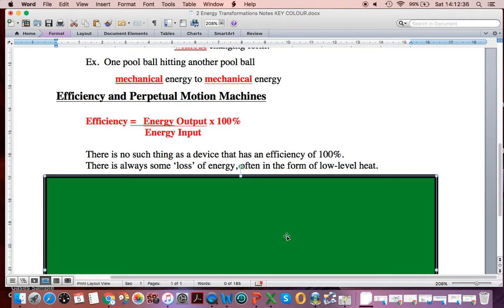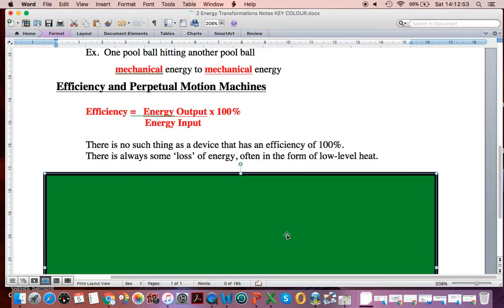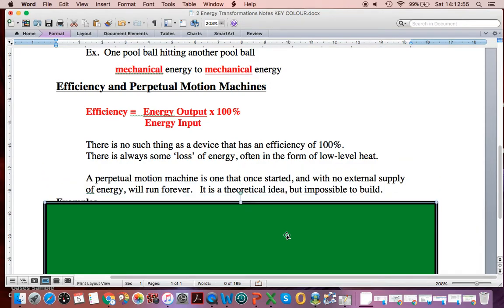It turns out there's no such thing as a device that has an efficiency of 100%. We always lose energy, and we're guaranteed to lose it in the form of low-level heat. That means we're going to make particles around move a little bit faster, but we can't harness that energy. And often we'll lose it in the form of sound and things like that.